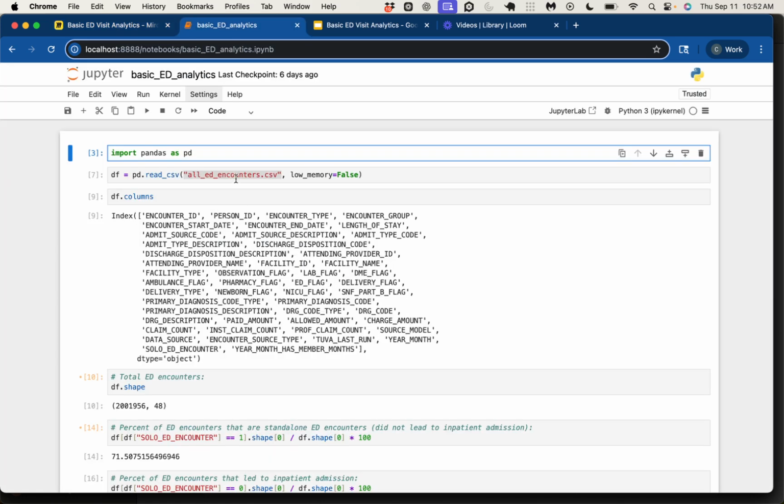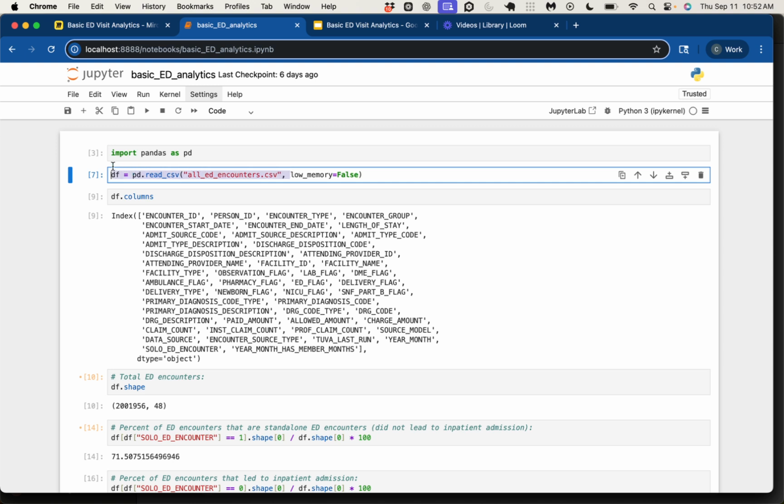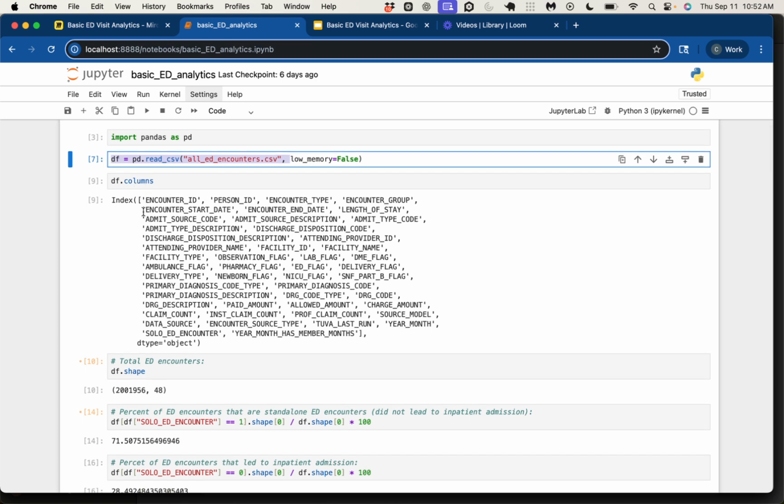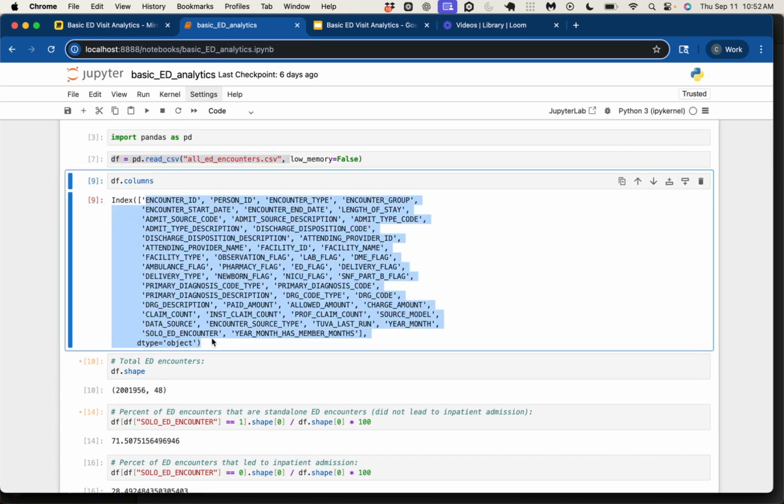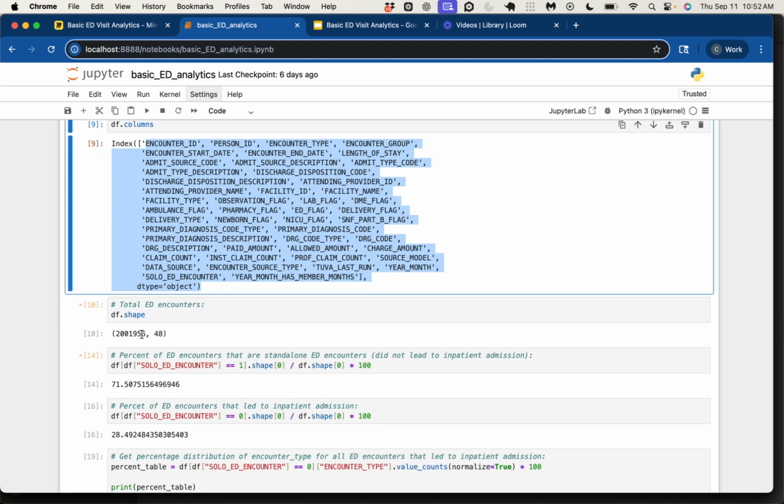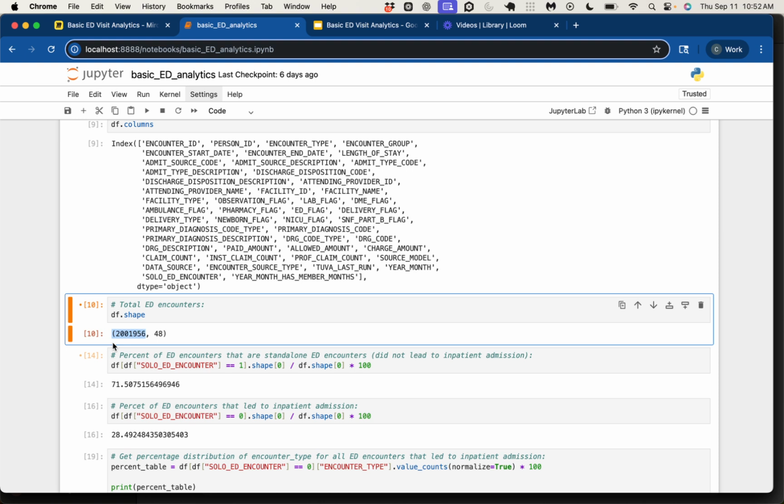So if we read the output of that query into a pandas data frame in a notebook, we have a data frame with all ED encounters. These are the columns in that data frame. We can see the number of rows. So for the Medicare LDS 2022 and 2023 data set, we have a little over 2 million ED encounters.